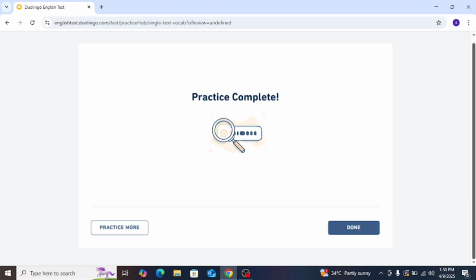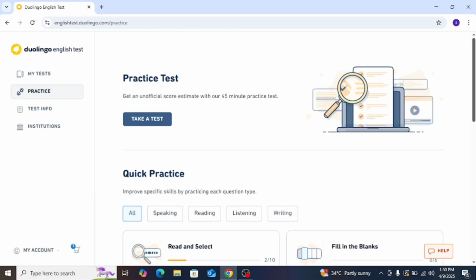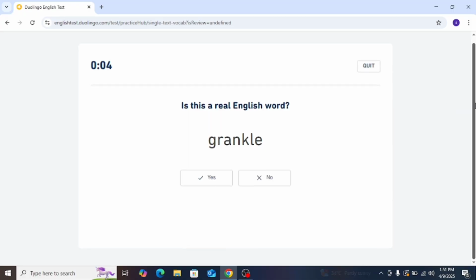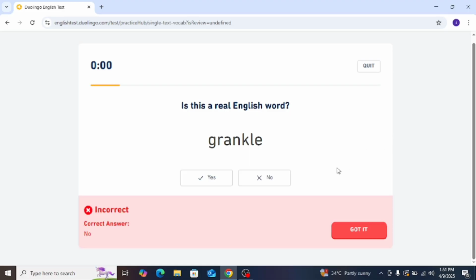So now go for the third one. This is the third model question. Okay, now I am in the third one, so let's start. Grand call is not a real English word. Yes, our right answer is no.